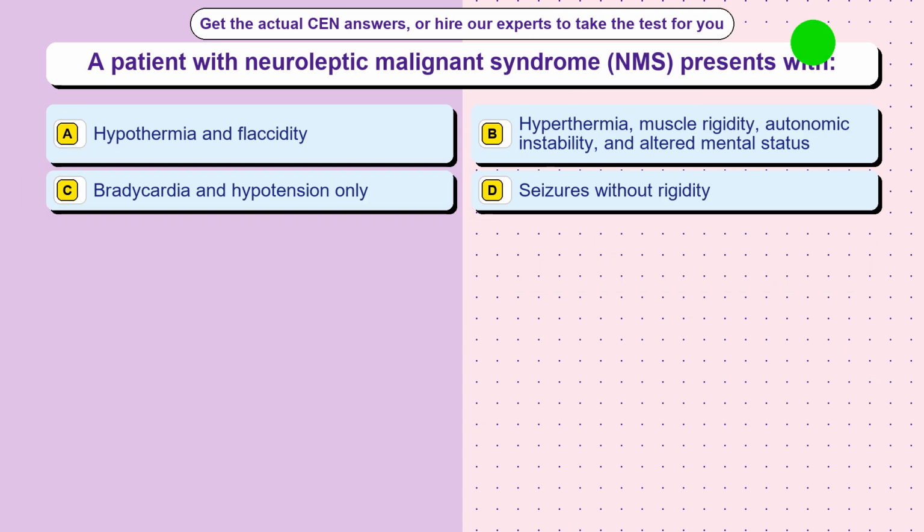Question 62. A patient with neuroleptic malignant syndrome, NMS, presents with Option A, hypothermia and flaccidity. Option B, hyperthermia, muscle rigidity, autonomic instability, and altered mental status. Option C, bradycardia and hypotension only. Option D, seizures without rigidity.